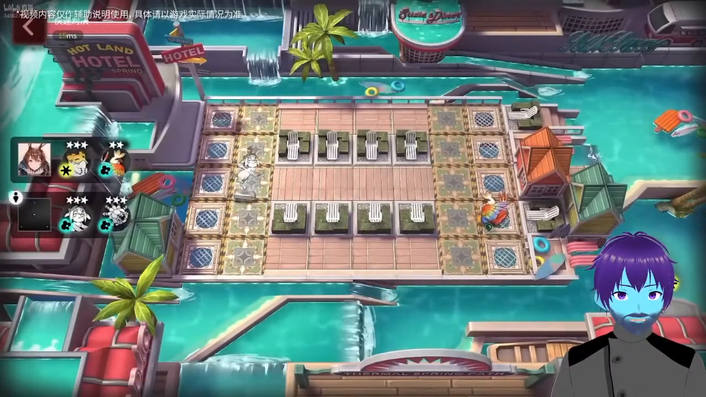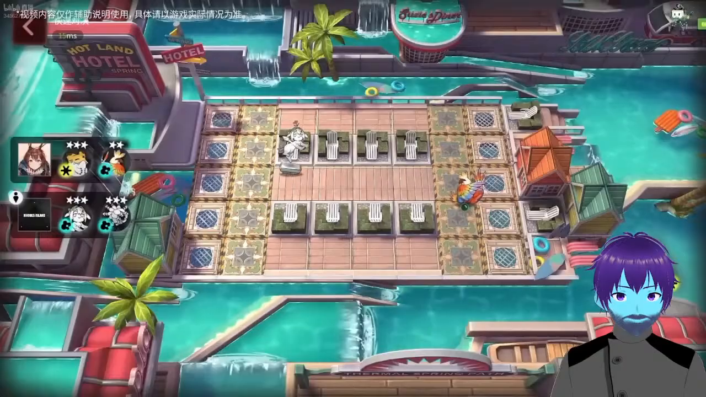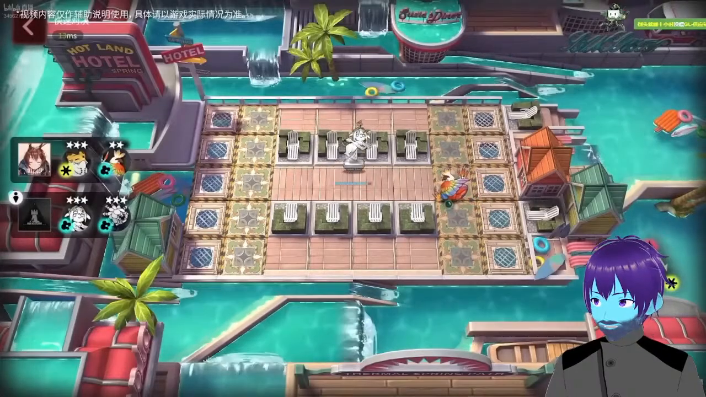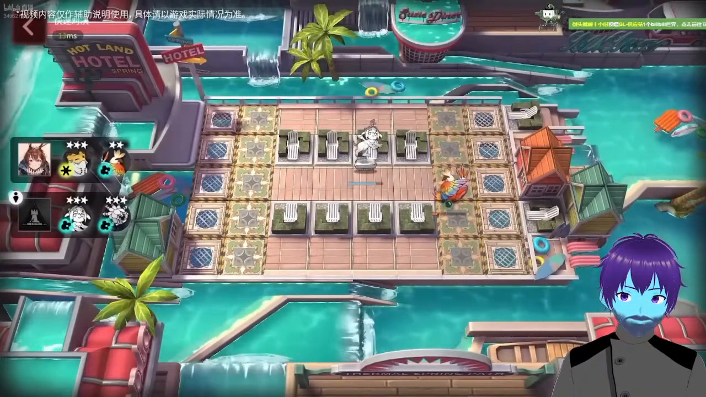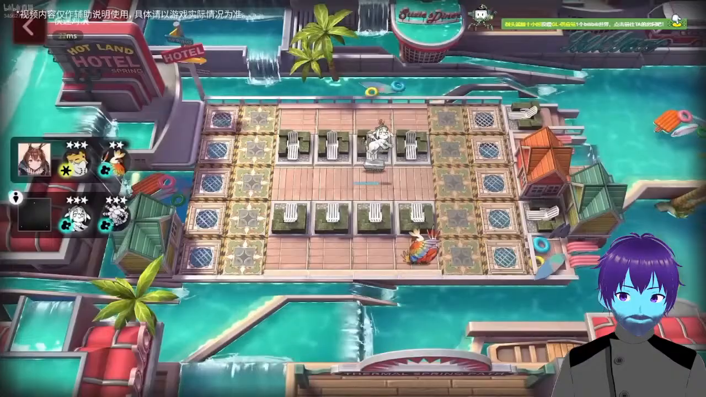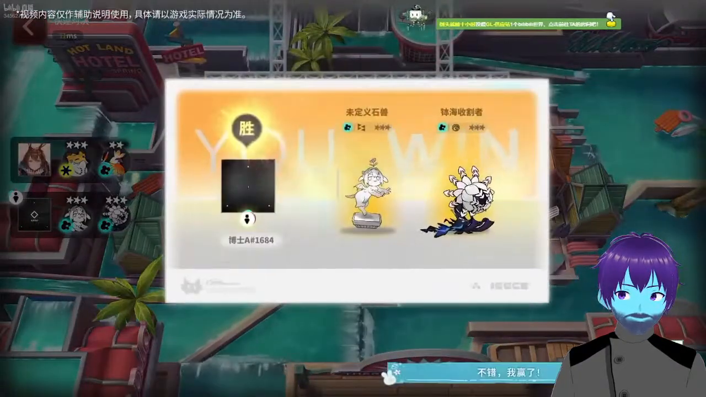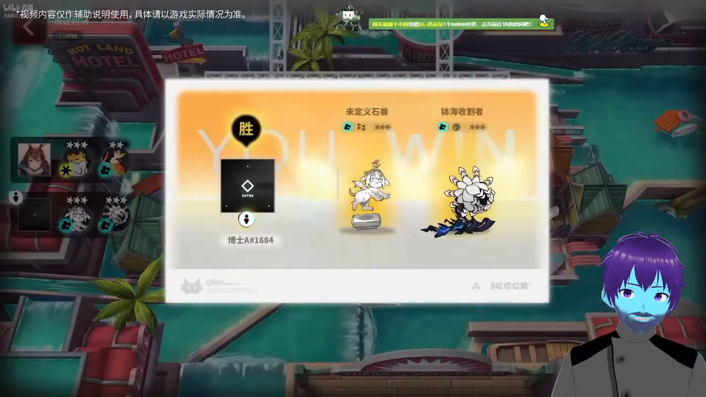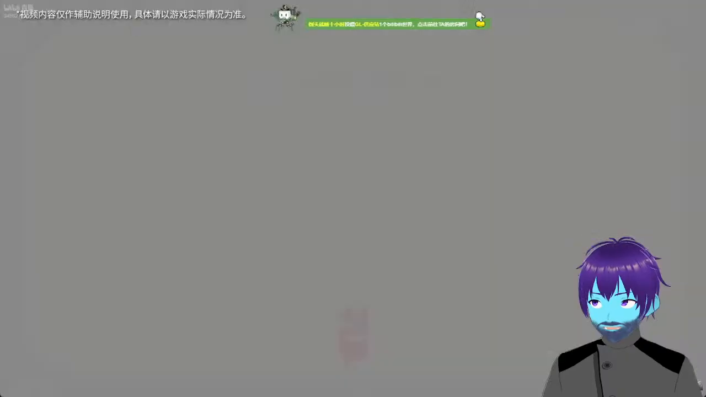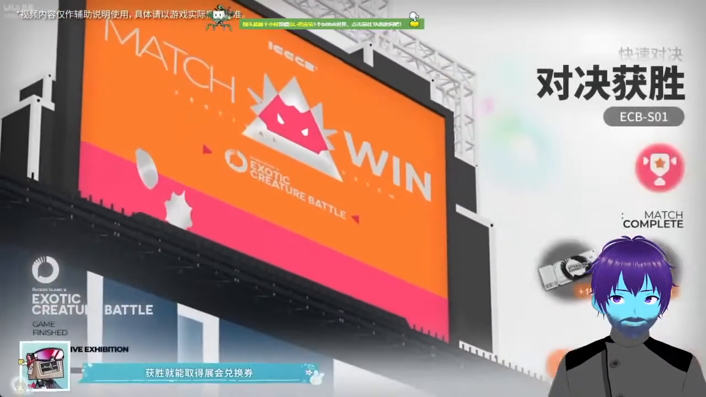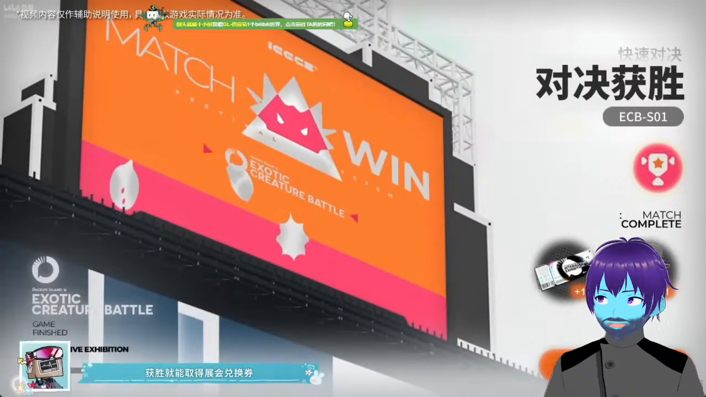And there's sort of a, interesting. 不错，我赢了。Relatively interesting sort of fight system. 获胜就能取得展会兑换券，用来购买更多对探索和收集有帮助的道具。That's kinda cool.